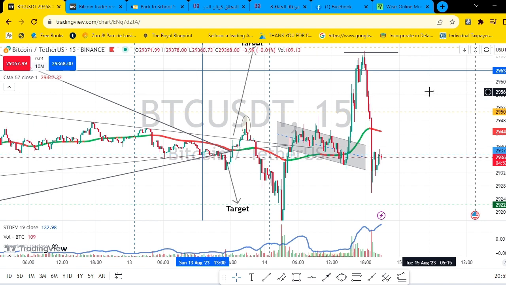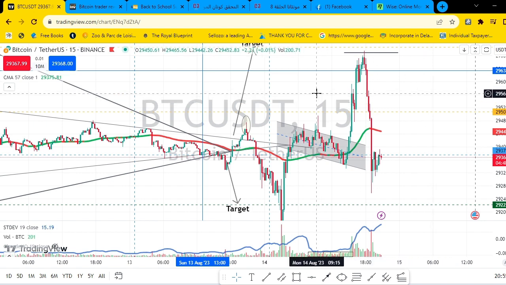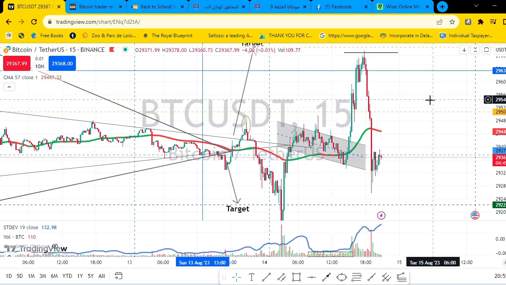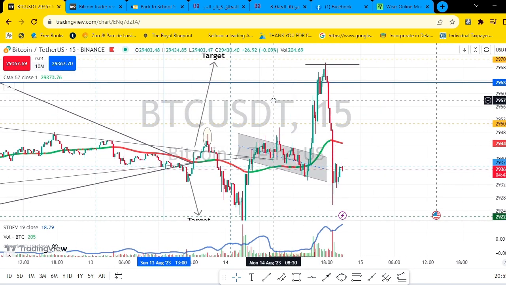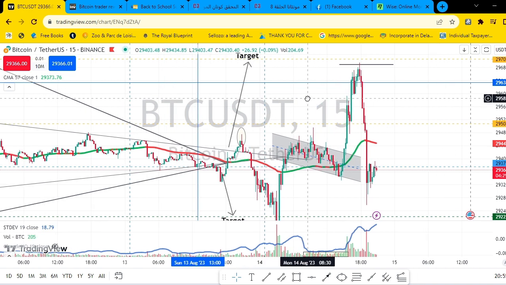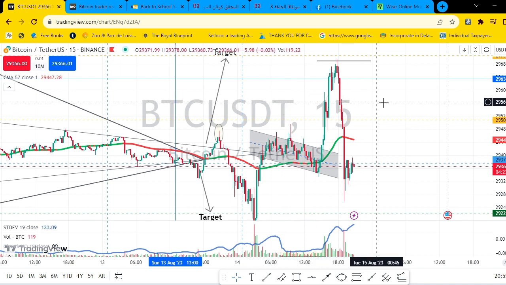I just wanted to follow up with the BTC USDT. Actually, as you can see here, it was an amazing day today, even though today is Monday, which is a day that I don't usually trade on. But I just wanted to share this with you so that you can get some information off of it.